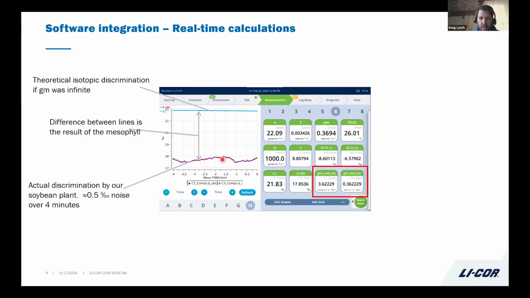This sort of moving line here is capturing the actual measured discrimination by this system, which again, we're calculating on board in real time. And so the user can in real time see how much discrimination is occurring and if their measurements are valid. And over here, I've highlighted that we're also able to calculate mesophyll conductance on board as well in real time. So you can see those calculations as the measurements are happening.